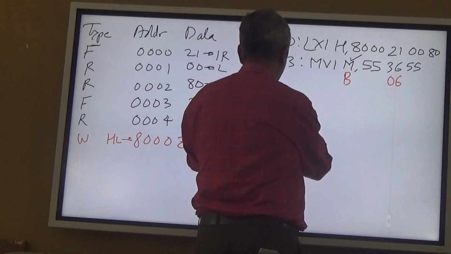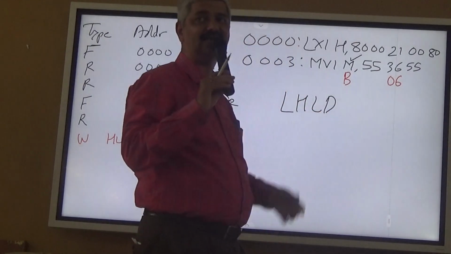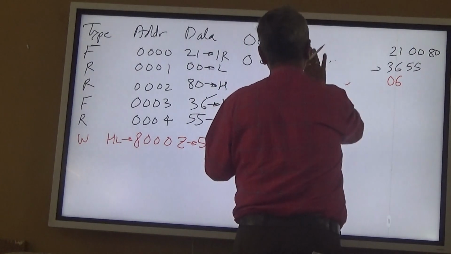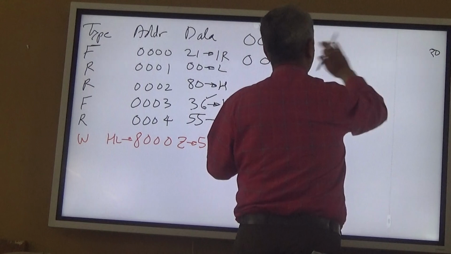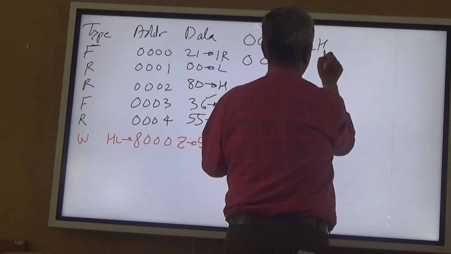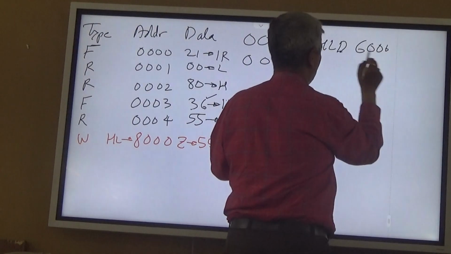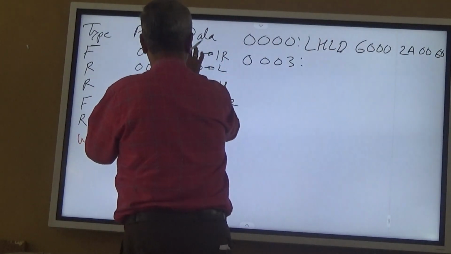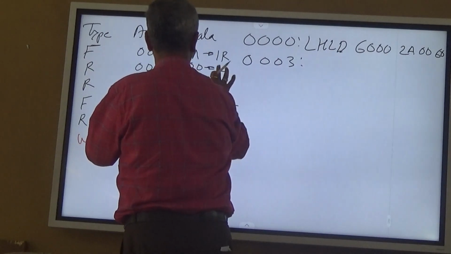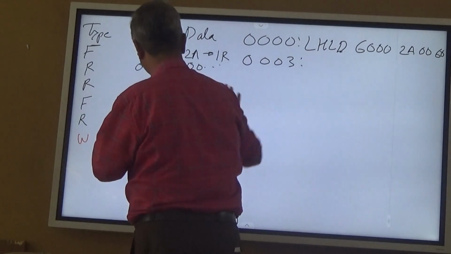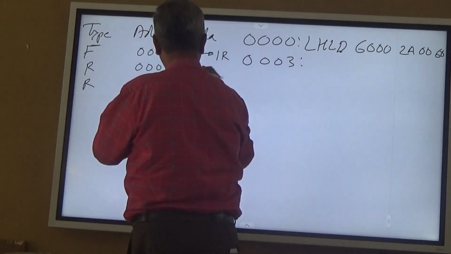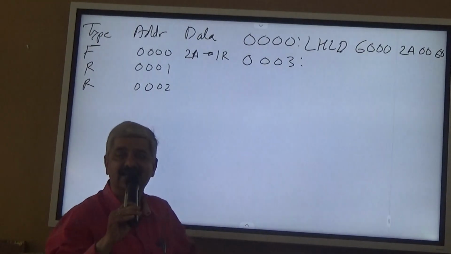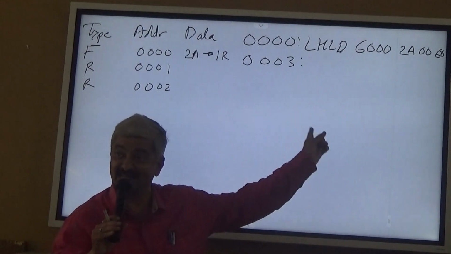Like that, the instruction is LHLD, load H and L pair directly from. Its opcode is: LHLD 6000, opcode is 2A 00 60. So what will happen? LHLD, load H and L pair directly from. It is different from LXI H.